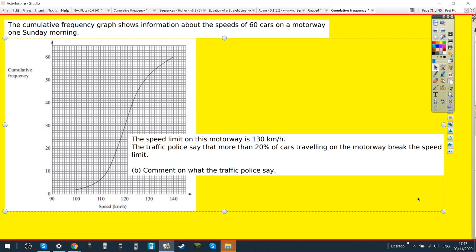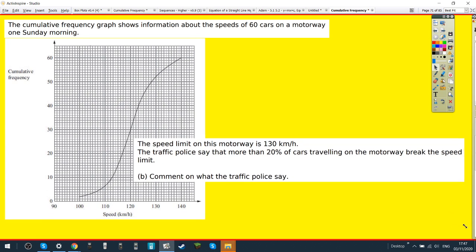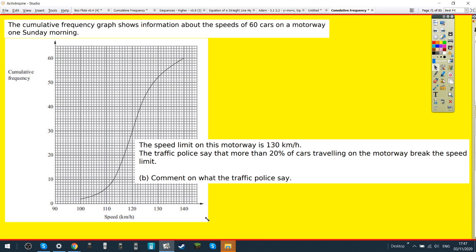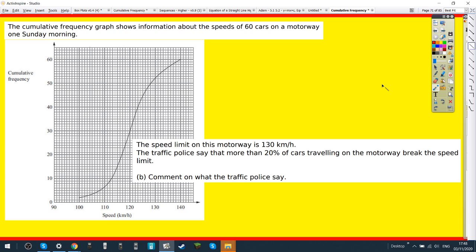Okay. Speed limit. Traffic police say that more than 20%. Okay. Comment on what the traffic police say. So the traffic police, the speed limit.